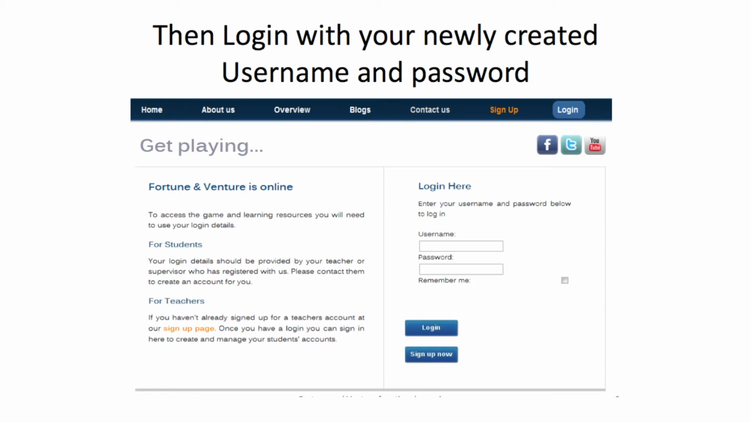To access the game and learning resources, you will need to use your login details. For students, your login details should be provided by your teacher or supervisor who has registered with us. Please contact them to create an account for you. For teachers, if you haven't already signed up for a teacher's account at our sign-up page, once you have a login, you can sign in here to create and manage your students' accounts.